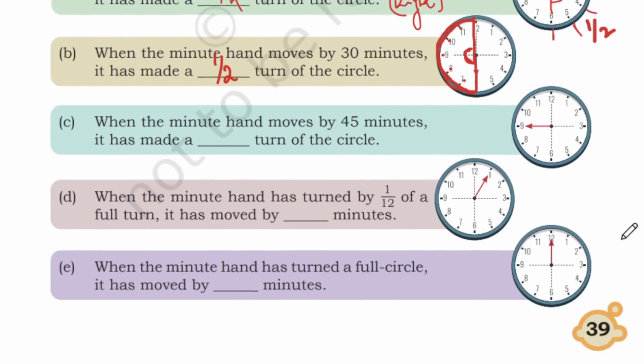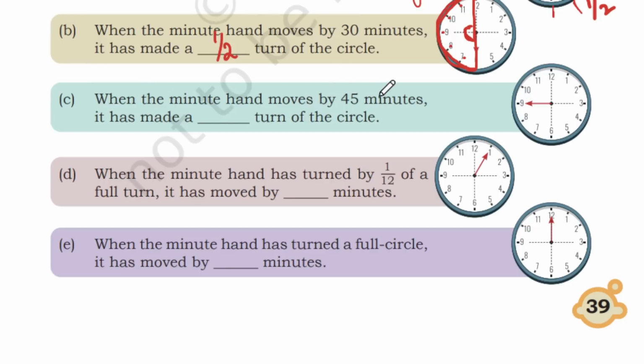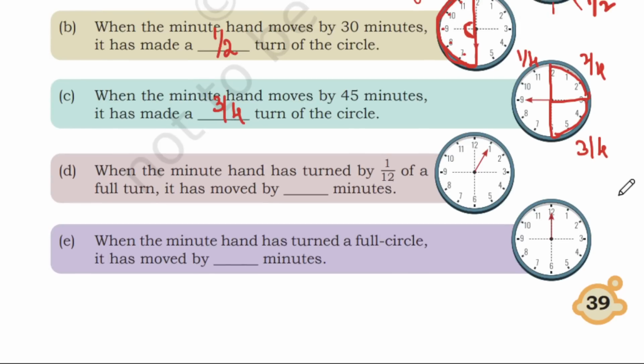Okay, next we have, when the minute hand has moved by 45 minutes, it has made dash turn. So this one is 1 by 4th turn, which is 15 minutes. Again it is going to come here, which is 2 by 4th turn, and again it's going to come here for 45 minutes. This is 3 by 4th turn. Okay, greater than a half. Next.